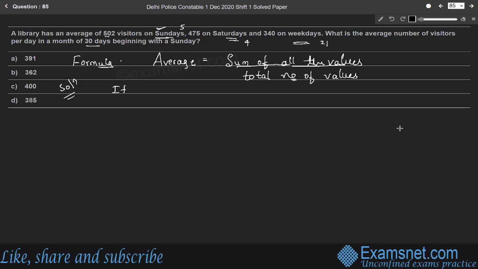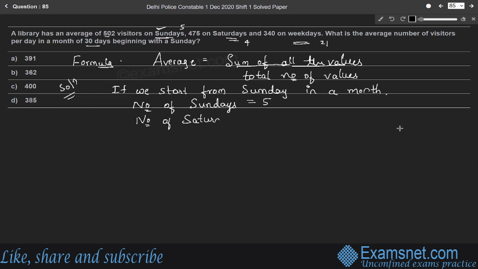So if we start from Sunday, right? So the number of Sundays in a month will be 5, the number of Saturdays is equal to 4, whereas the number of weekdays is equal to 21, right?